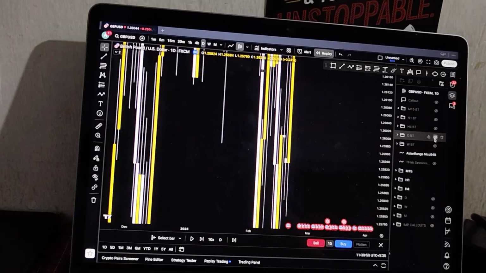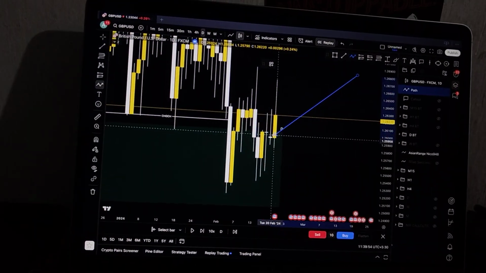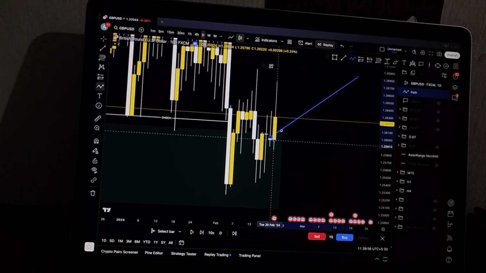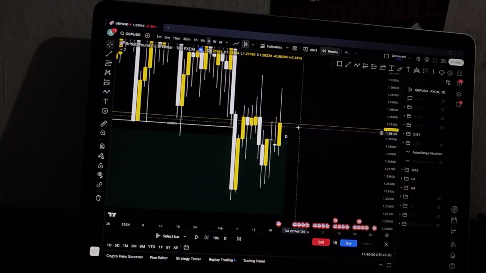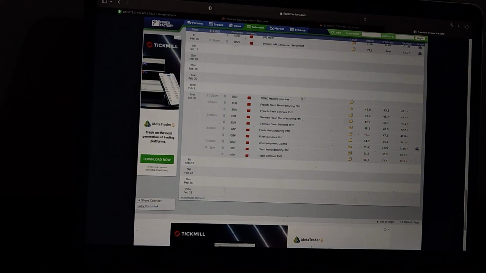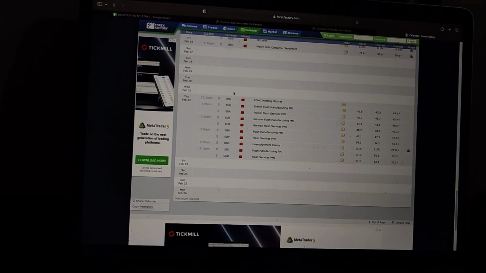So now, going on Wednesday. Look, if you were patient enough to wait for Monday and Tuesday to close, for Wednesday there is a clear bias going on right here. And on Wednesday there is no high impact news again.